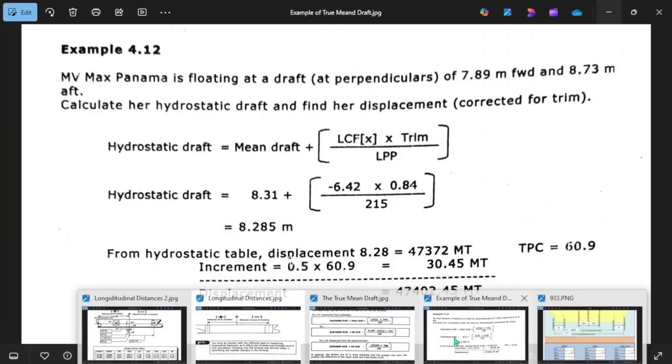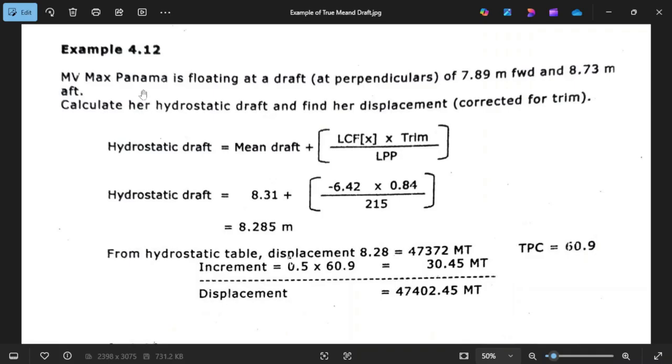Now, let's go to this one. Exercise 4.12. The vessel Panama is floating at drops at perpendiculars of 7.89 forward and 8.73 aft. Calculate the hydrostatic drop and find her displacement corrected for trim. So this is the formula. To get the hydrostatic drop equals mean drop plus your longitudinal center of flotation times trim over LPP.